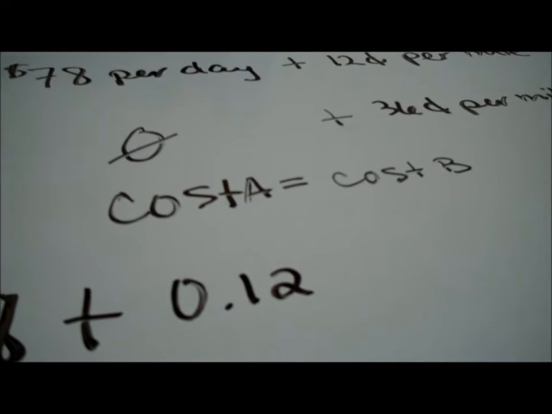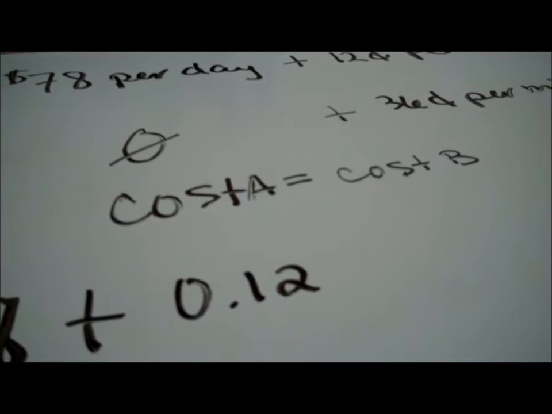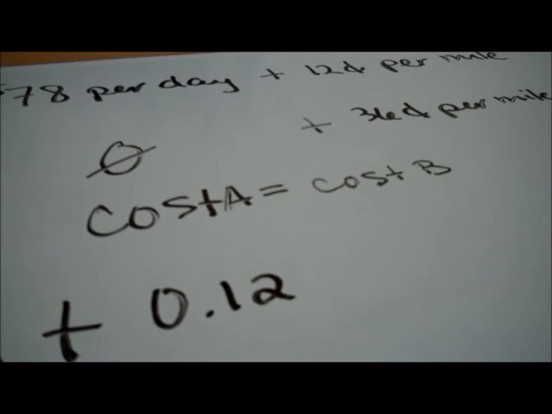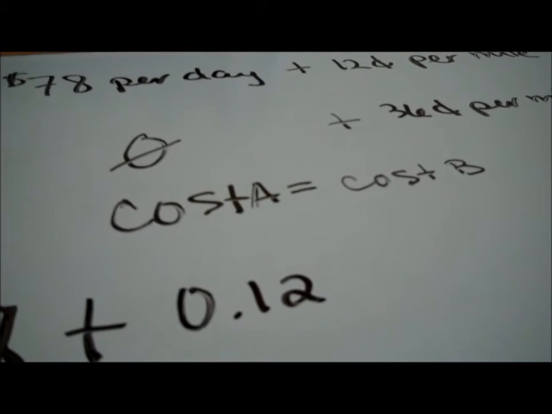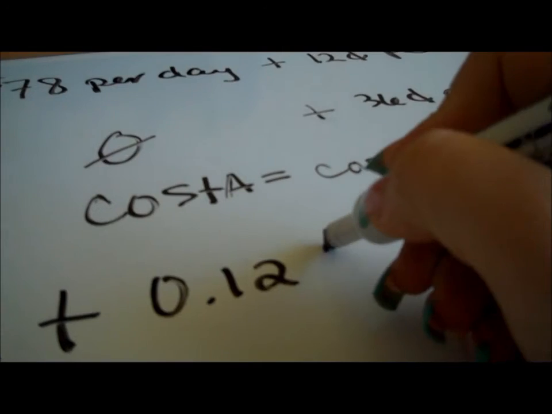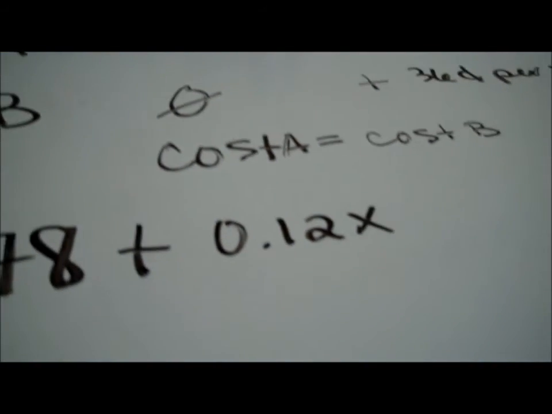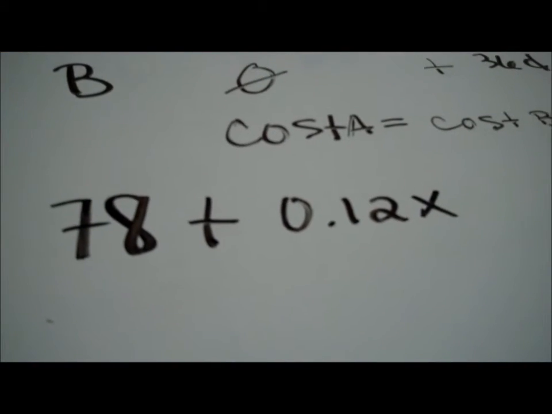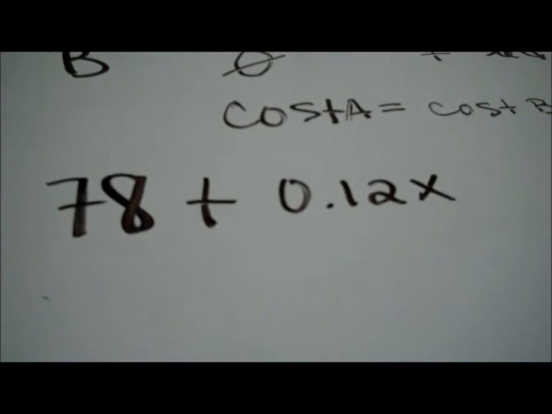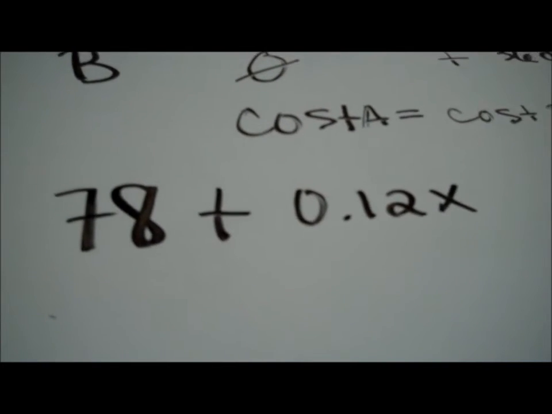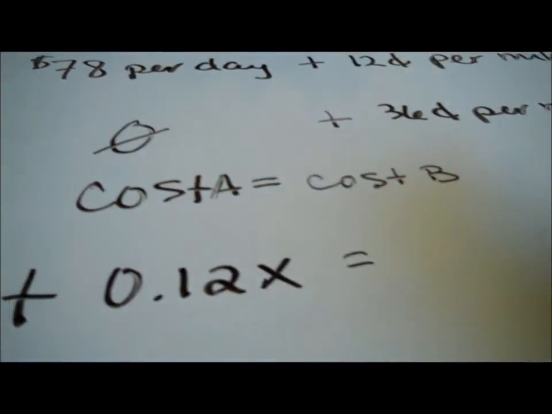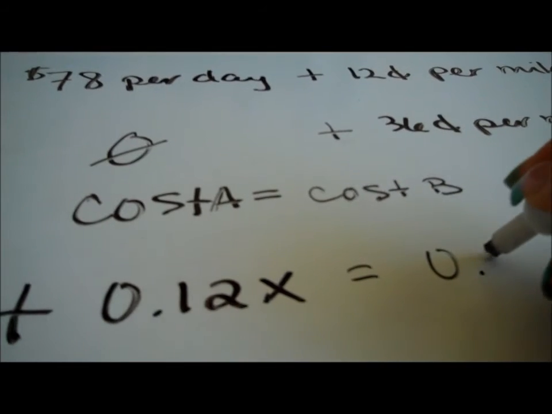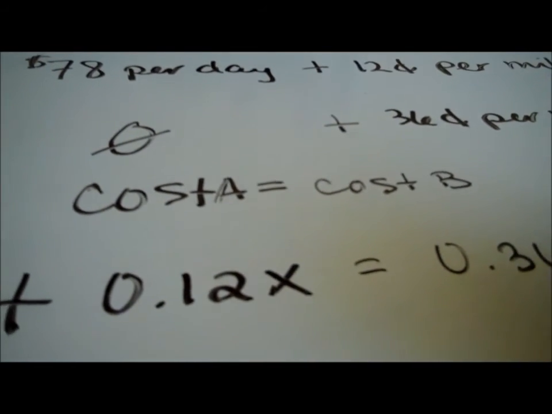But it says per mile. Do we know how many miles we're going to drive? No, that's our unknown value or unknown variable. So you could use X there. You could use M for miles. It's completely up to you. Okay? So that is our expression for cost of Company A. Company B, again, there was no daily charge, but there was a charge of 36 cents per mile.